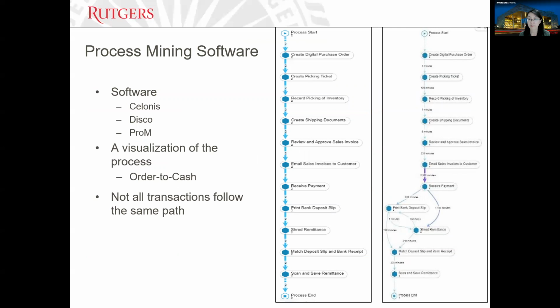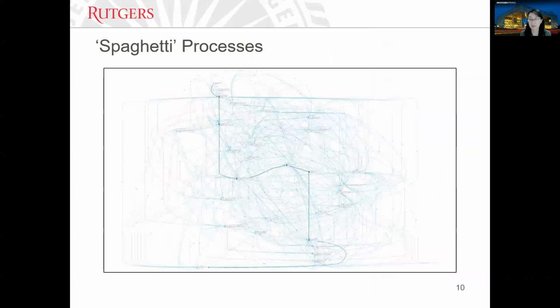Some process mining software, such as Celonis, Disco, and ProM, are publicly available. In this video, we are using Celonis to demonstrate the analysis. The software provides a visual view of the process. You can see the transaction flow through each activity. However, not all transactions follow the same path in reality. The actual process may look like this, as shown on the screen. This is also known as the spaghetti process.